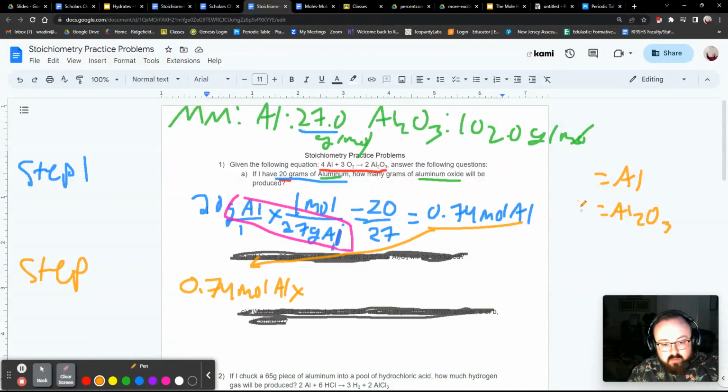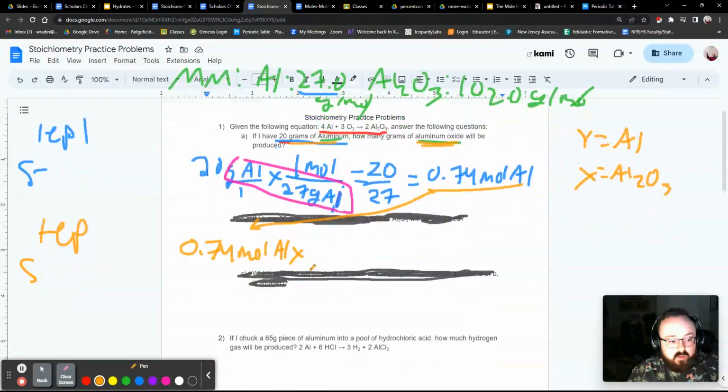Sorry. My Y is aluminum and my X is Al2O3. The Y is just whatever I start with, I started with 20 grams of aluminum. My X is what do I want? I want the aluminum oxide. That's what I want. So I start off with 0.74 moles of aluminum. Put my 1 here, moles of Al.